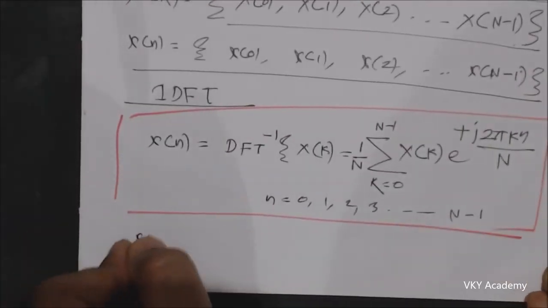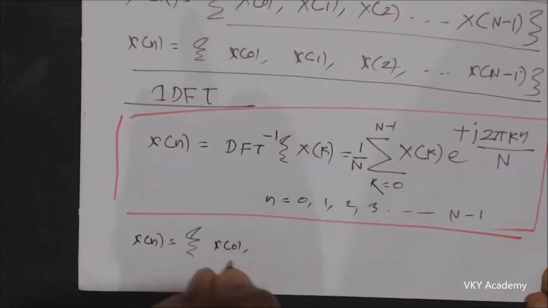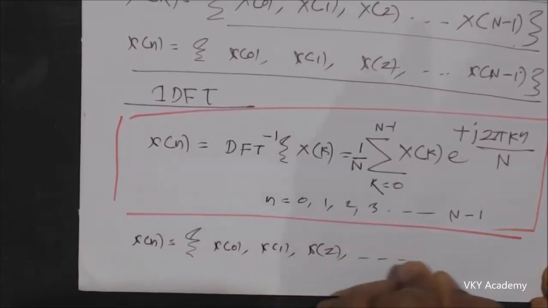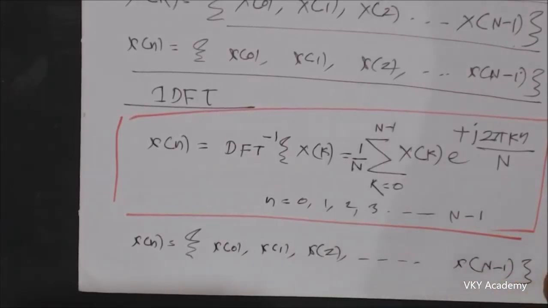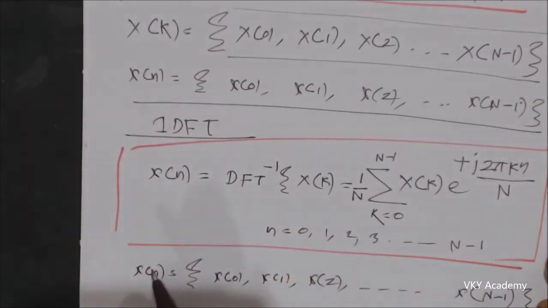And we can say the sequence which is obtained, x of n, has N points: x of 0, x of 1, x of 2 up to x of capital N minus 1. So for a capital N point X of k, we can calculate the IDFT, which is x of n.